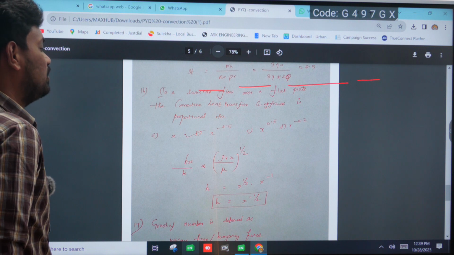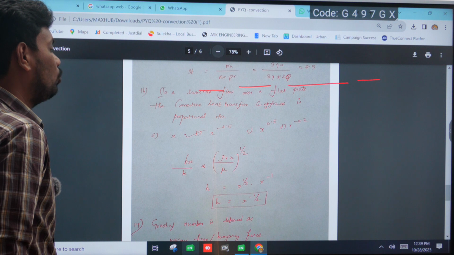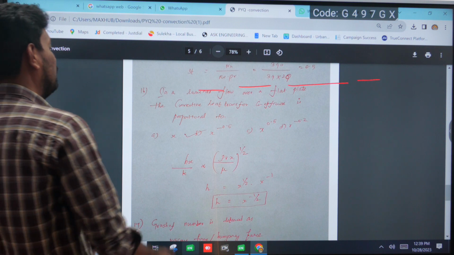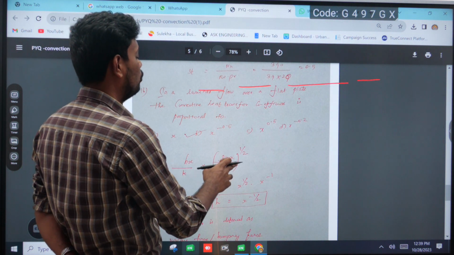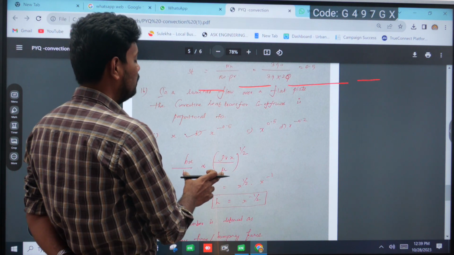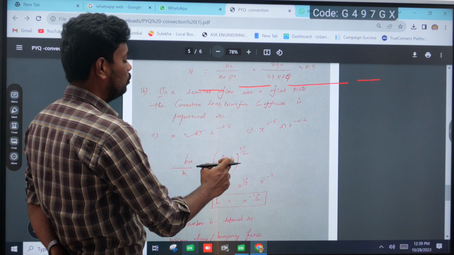Okay, so this is one equation you should remember. hx by k equal to rho v. Actually this is the Nusselt number and this is the Reynolds number. So the Nusselt number is equal to this, one equation is there. In this, h, you say this is directly proportional to this now.